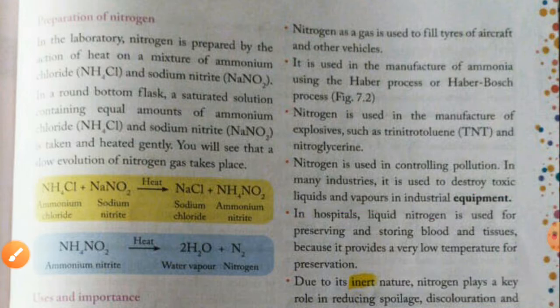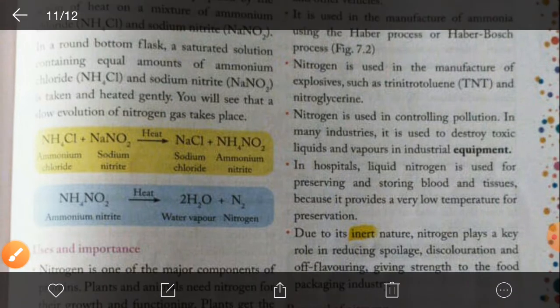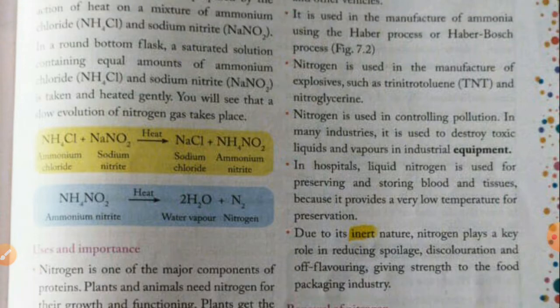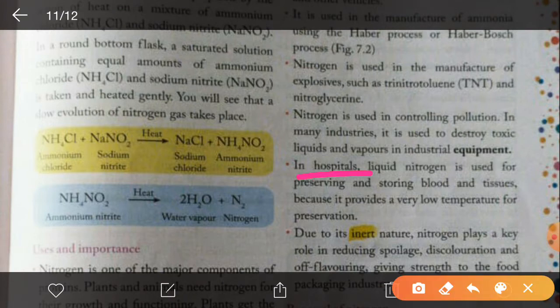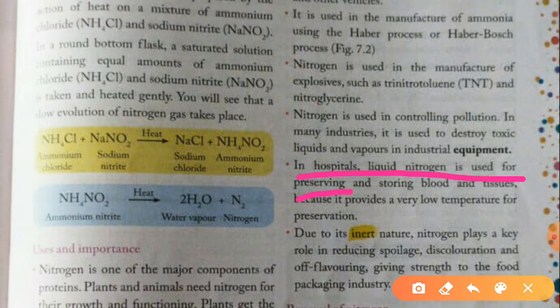In hospitals also, nitrogen is used in preserving and storing blood and tissues because it provides a very low temperature for preservation. You can see that in hospitals liquid nitrogen is used for storing blood and tissues because it provides low temperature and preservation.